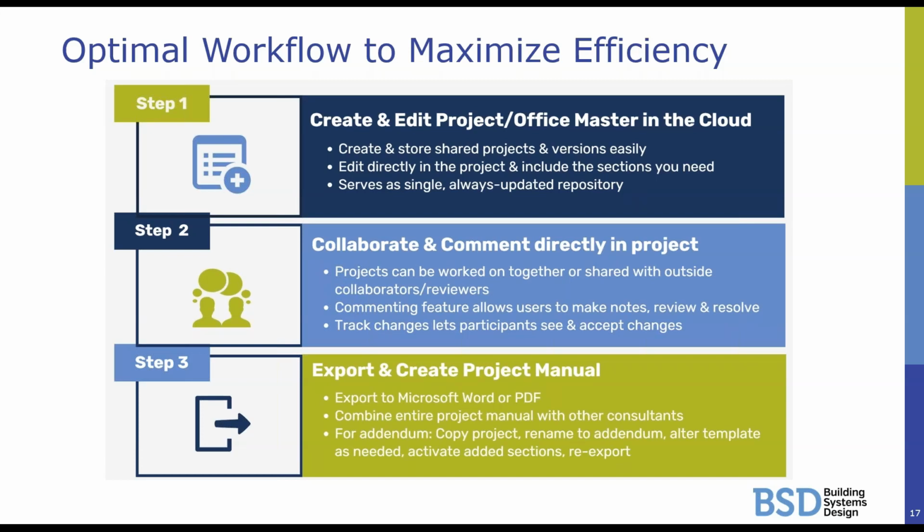Now, if you have an addendum, a lot of people ask us, how do you handle an addendum? You can copy the project and rename it to an addendum and alter your template as needed, and you can activate any added sections, or you can just export from your original file into a Word file and do it that way. You can use your track changes, and your track changes can be transferred over, just like you would do in a regular Word or PDF.